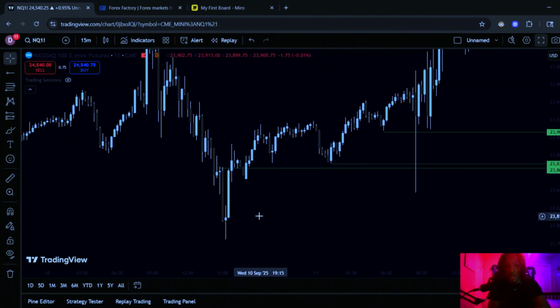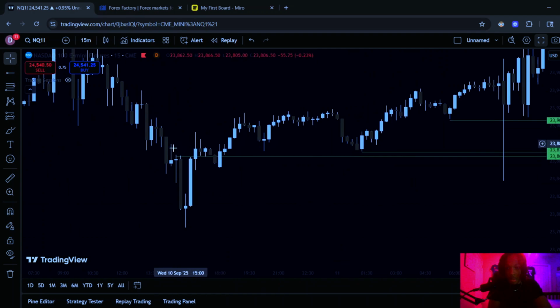Right here, mark this out. This candlestick right here, let's go here. This is a move up and a move down. Now, a high and a low, to me, a high would be a move up and then a move down.